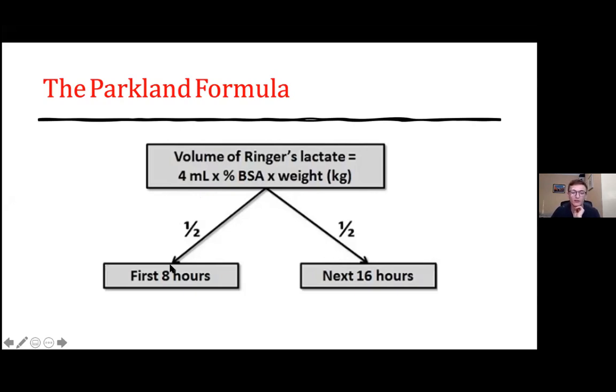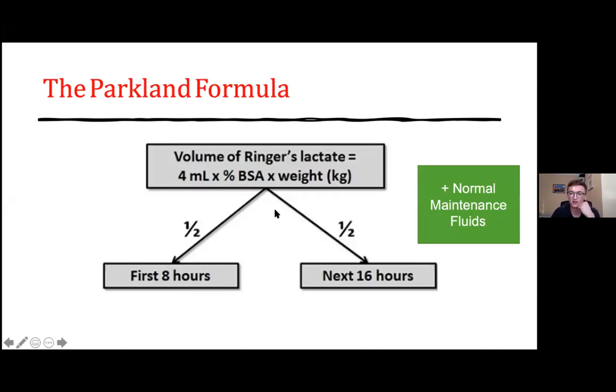So it's important to know that first 8 hours is the 8 hours from the injury itself, not from when they get to hospital. So you might need to give that volume over a shorter period than 8 hours if there's been a significant delay. Another important thing to remember is this should be in addition to their normal maintenance fluids if they're not taking anything on orally.